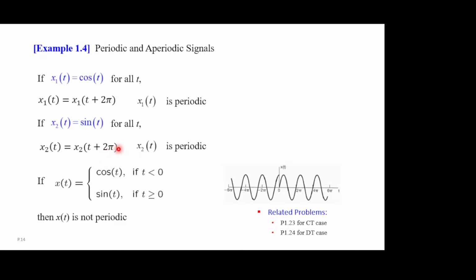Now the interesting part of this question is, if you stick together the cosine function and the sine function. So if we define this really weird looking function, that is cosine when t is less than 0 and sine when t is bigger than 0, then what's the fundamental period of this thing? The answer is there's no fundamental period, because this is not periodic. So, anyone want to say why it's not periodic?